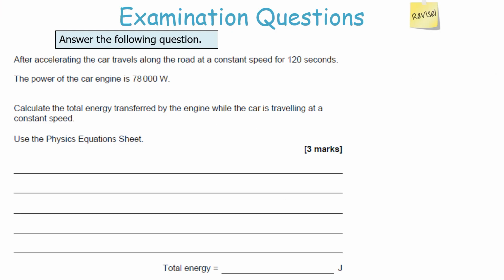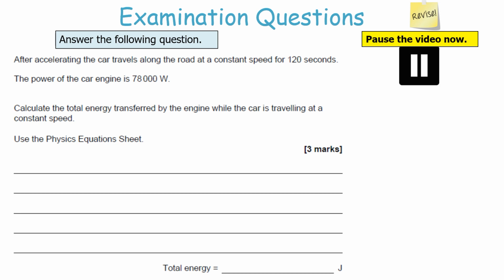The first question says, after accelerating, the car travels along the road at a constant speed for 120 seconds. The power of the car engine is 78,000 watts. Calculate the total energy transferred by the engine while the car is travelling at a constant speed. Pause the video now, then unpause the video when you want to go through your answer.